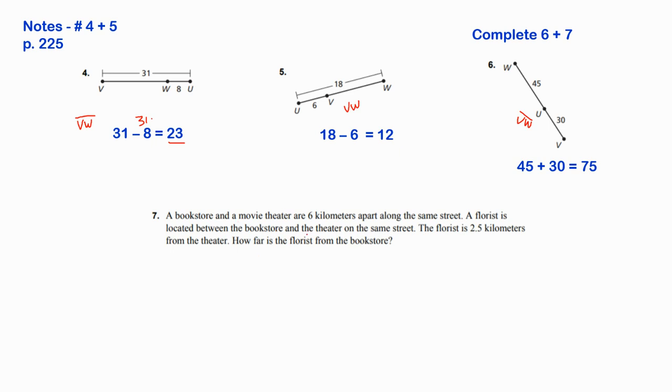Last, a bookstore and a movie theater are 6 kilometers apart. A florist is located between the bookstore and the theater on the same street. The florist is 2.5 kilometers from the theater. How far is the florist from the bookstore? Well, you should have figured out that it's 3.5 kilometers.